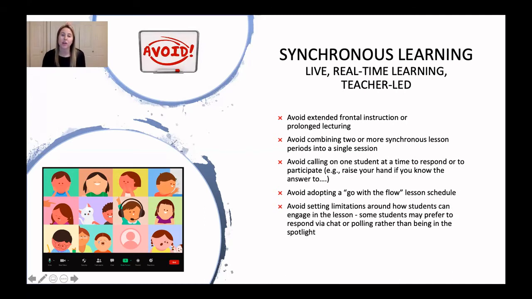And lastly, to the degree that this is possible, we want to avoid setting limitations around how students can respond. So if you know that for some of the students in your class or a subset of the students in your class, they might be shy to participate orally or see themselves on camera, or maybe to respond to the chat, when they're responding to everyone but they'll respond to just you, then maybe we can adapt what student engagement looks like for that student.